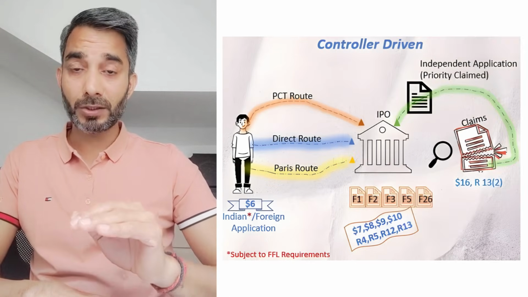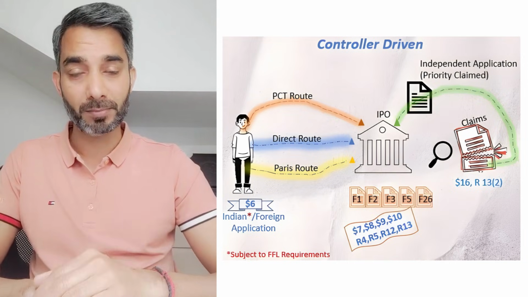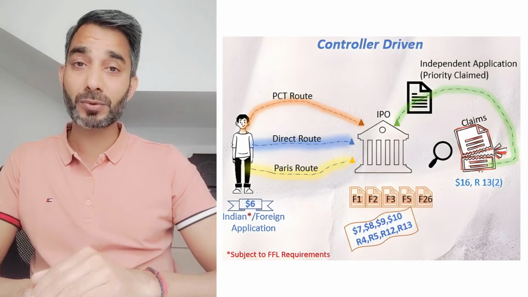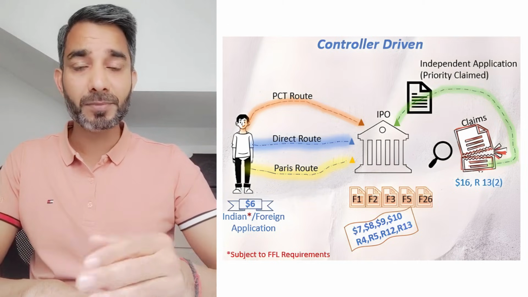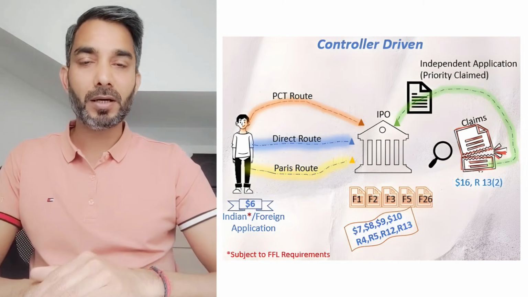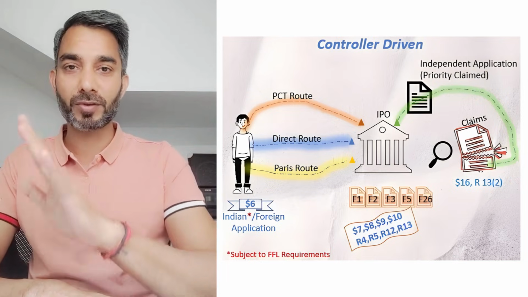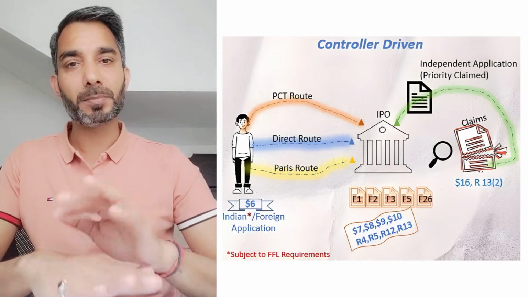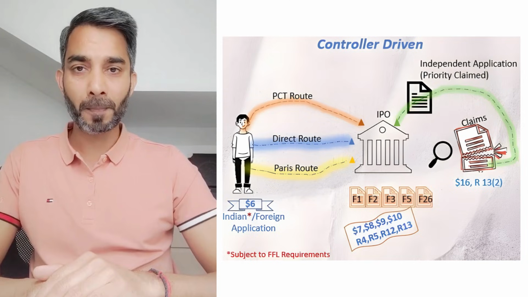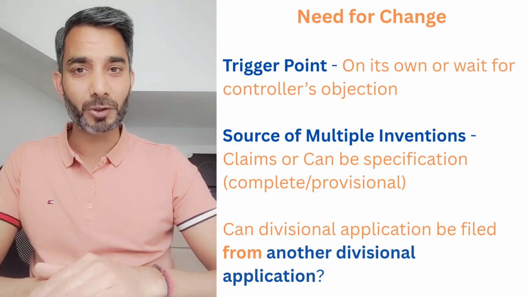Now, if the controller is of the view that the claims as filed in the parent application are not related by a single inventive concept, then the controller can ask you to divide the application so as to separate the claims. Now you separate the claims into multiple applications, and these applications are called divisional applications. And all this has to be done before the grant or rejection of the parent application. So this is how the normal practice was. This is how people would follow or file divisional applications. So what was the need to change the way we were doing it?